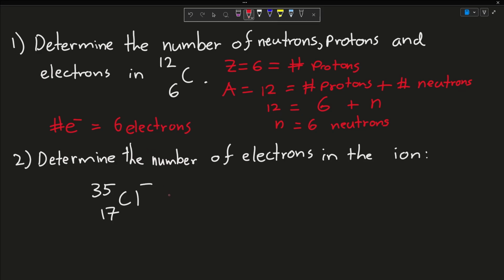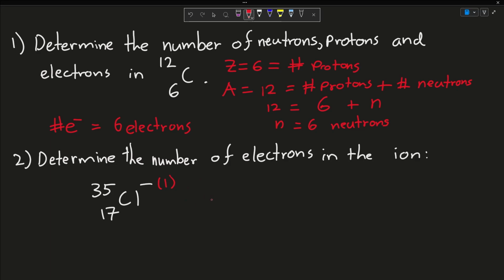Now, our second question says, determine the number of electrons in the ion, which is a chlorine ion with an atomic number 17 and a mass number 35, and a charge which is just a minus sign, so it's implied that it's actually minus 1.